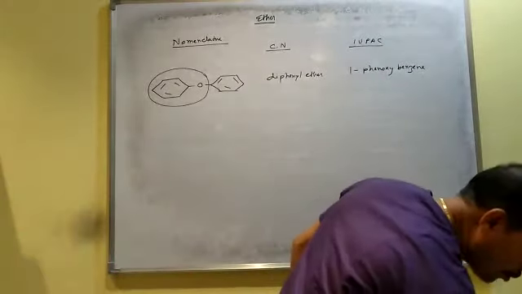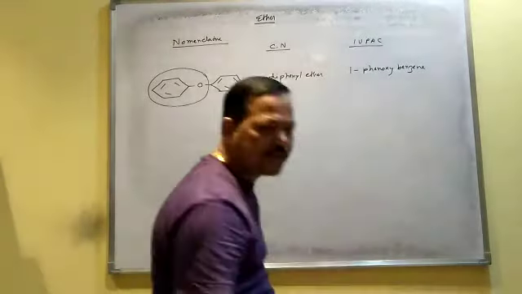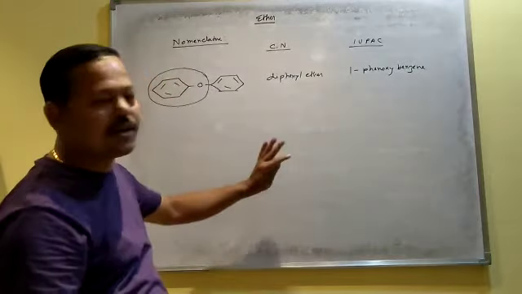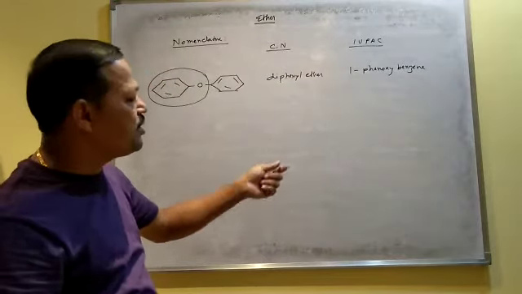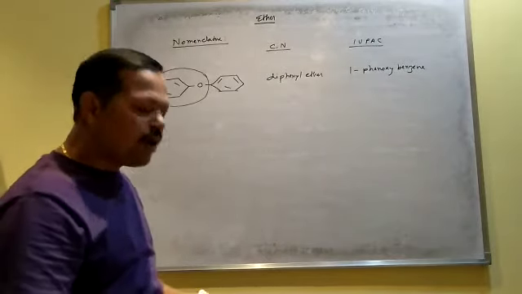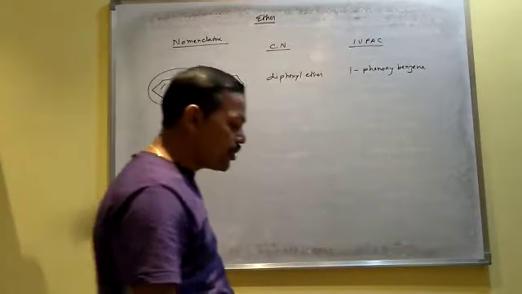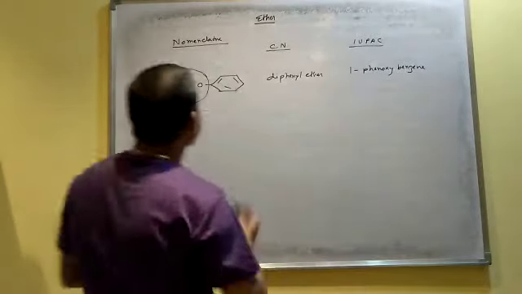And the common names also you should know. For example, anisole is one of the important common names. Normally in books anisole is used. In questions also, when anisole reacts with this, that's why you should know what anisole is.